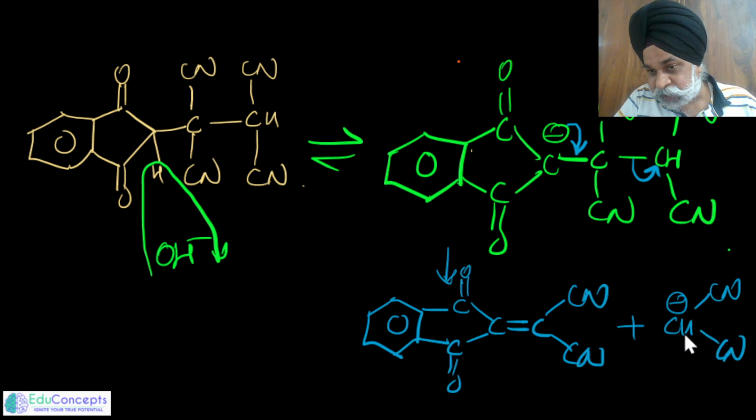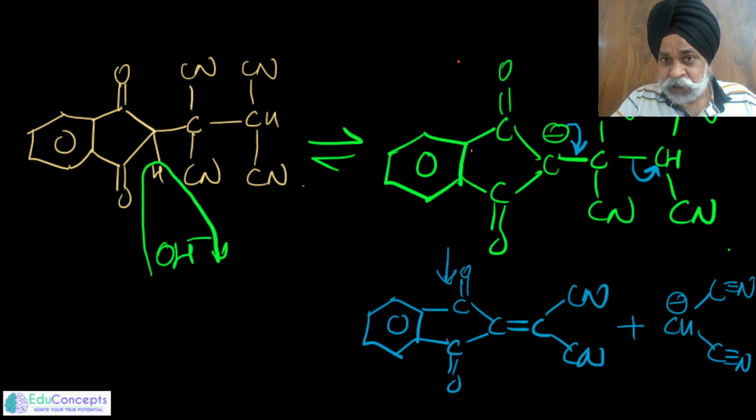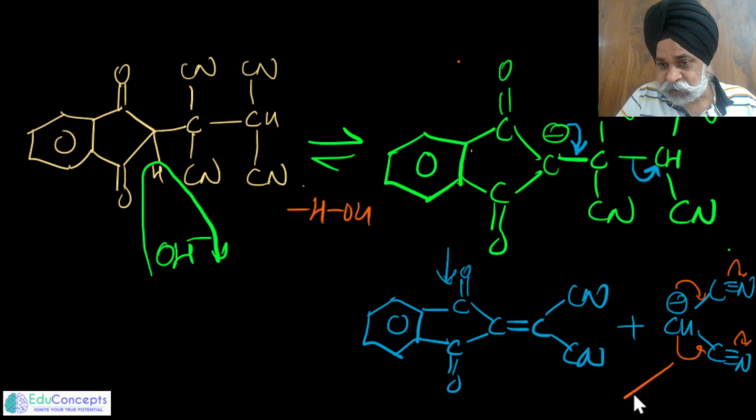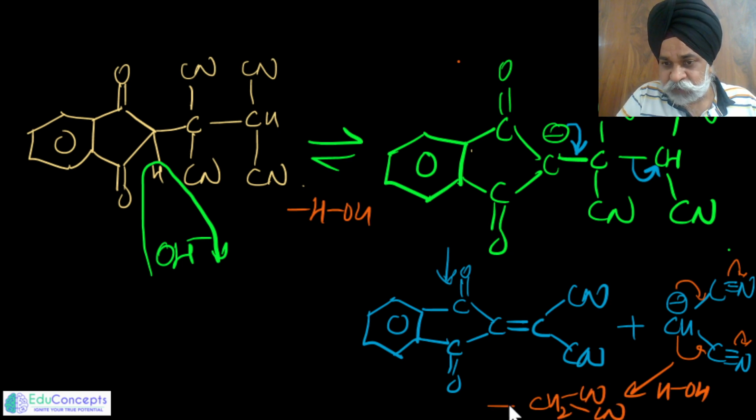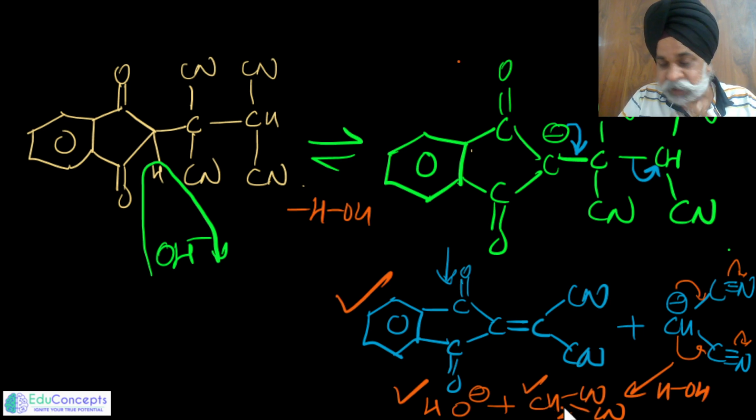And this negative is again resonance stabilized, because the negative charge can go onto both of these CN groups, because CN has a triple bond, so it can easily stabilize this carbanion. The H positive which we have taken out with the water, the same water would give the H positive to this, and we would end up getting CH2(CN)2 along with OH negative. So the three things we get here are this product, the OH negative, which is used in a catalytic amount, and this CH2(CN)2 which has gone out of the system.